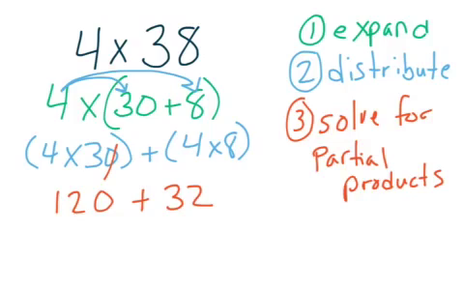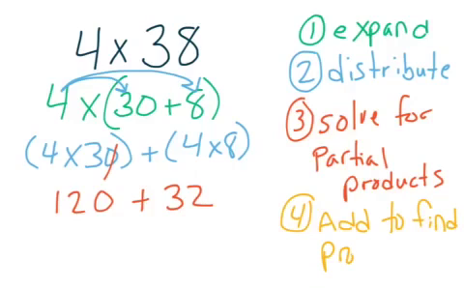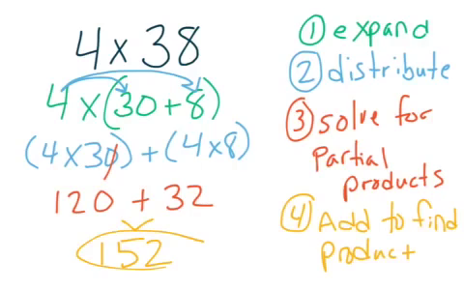Now my final step, step number 4, is to add to find our actual product. So we're just going to add 120 plus 32, and when we add those together, we would get 152, and we're going to circle it, and that would be our answer. Now, this is a distributive property. This is how we've solved our problems the past 2 lessons.